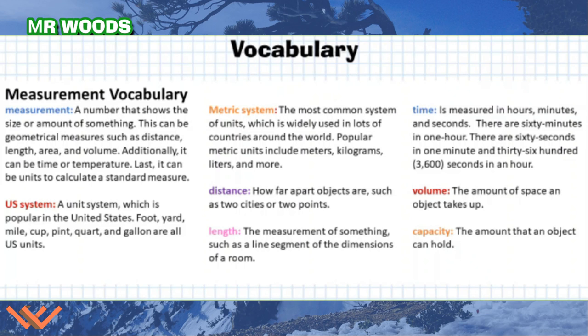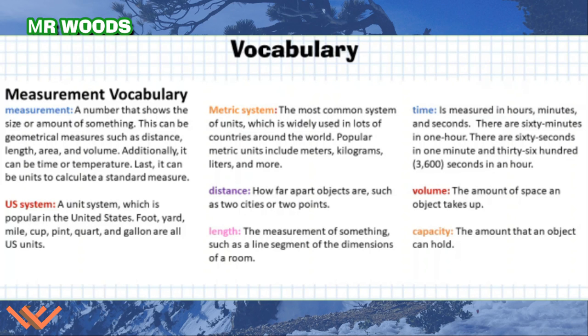Distance and length. They're related, but they have different meanings. Distance is how far apart objects are, such as two cities or two points. Length is the measure of something, such as a line segment or the dimensions of a room. I have time here because it is another way to measure. Okay, we're not going to get into it during this video other than just this here.